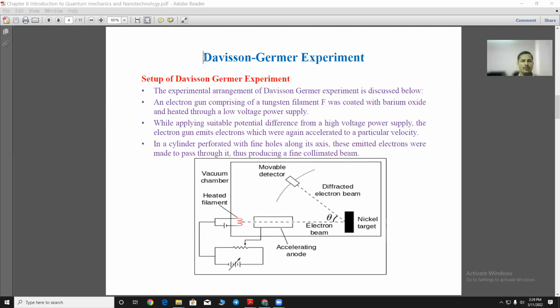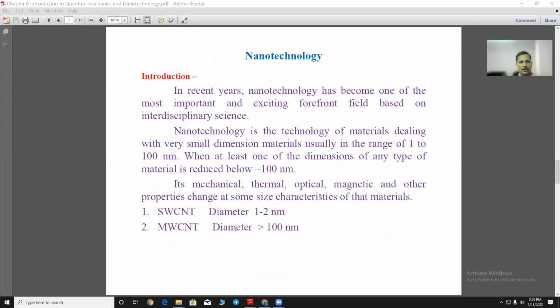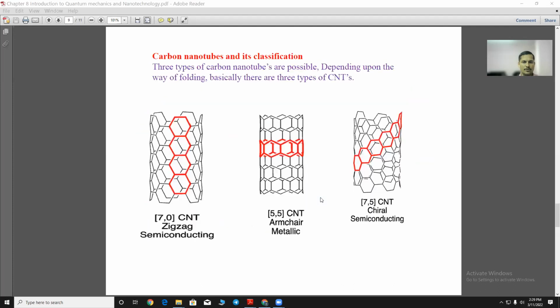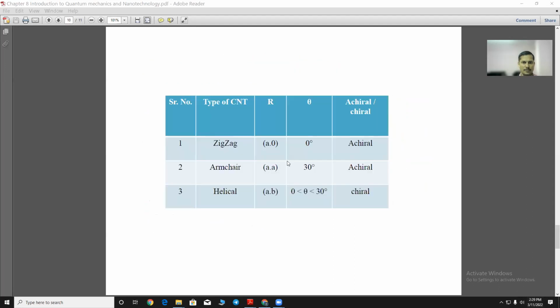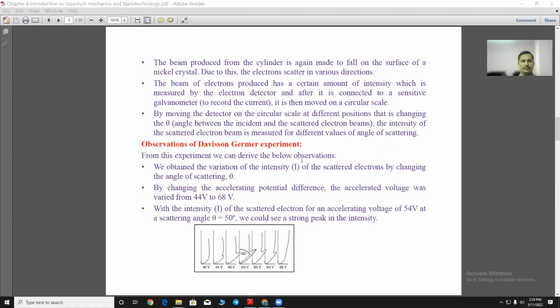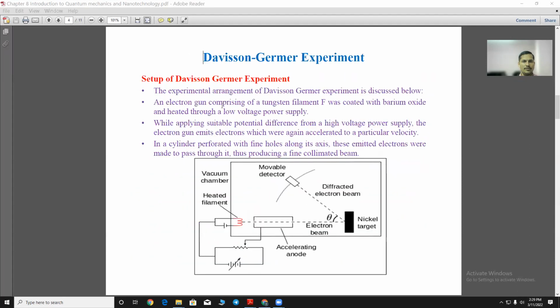Now today we have to go for the Davisson-Germer experiment. So we will cover this Davisson-Germer experiment and then we have to start with the nanotechnology part. So maybe today we cover these things because 2-3 points are there related to this. So first thing is this Davisson-Germer experiment.